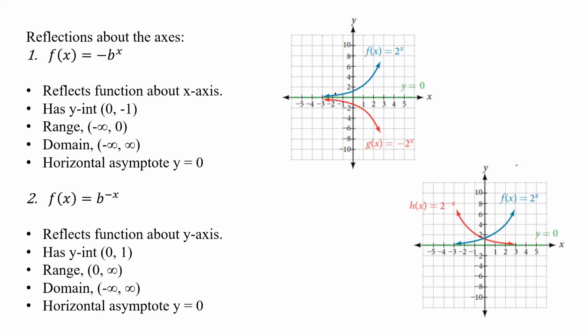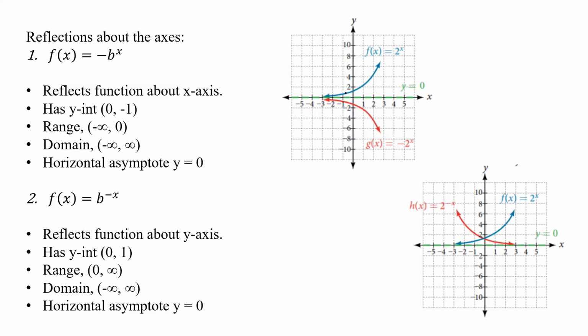And so basically, you get this nice graph going across the x-axis, and we have our red one versus the blue one. Now, what does it do with everything? Well, our domain for our new graph, the minus 2 to the x, is still going from negative infinity to positive infinity on the x's. Now, what about our asymptote? Well, it's still going to be y equals 0, so that doesn't change anything.